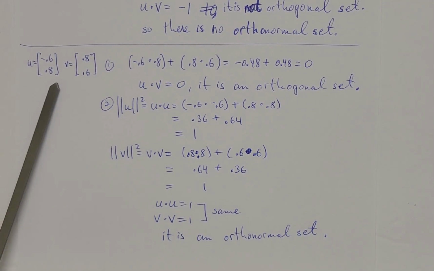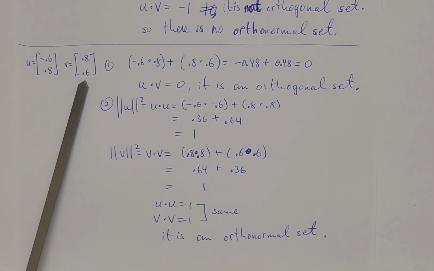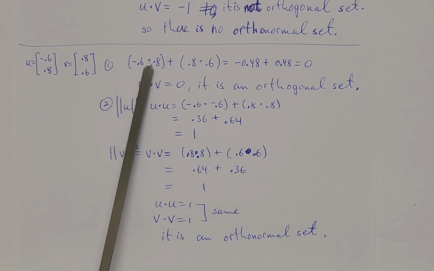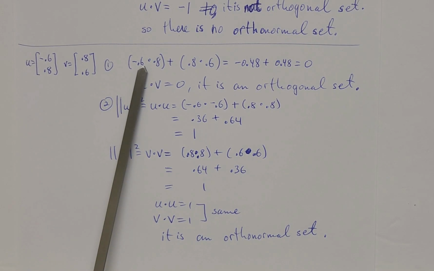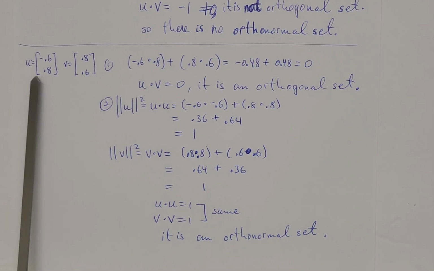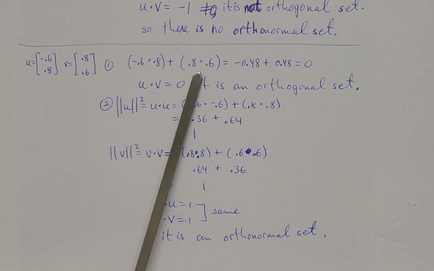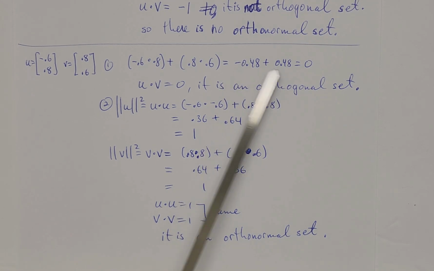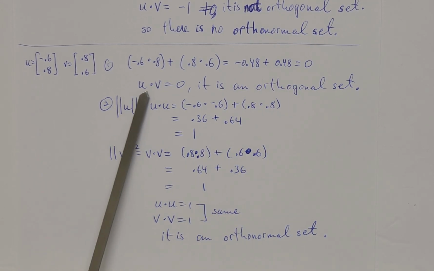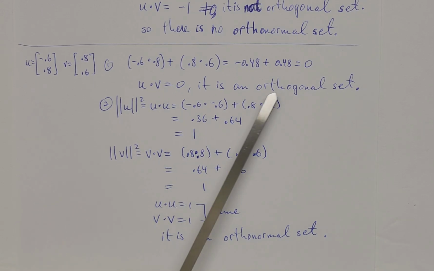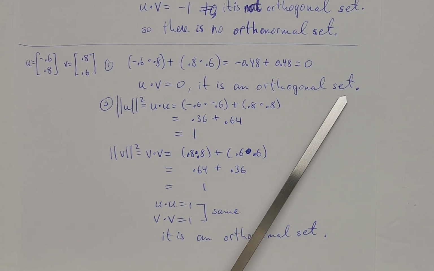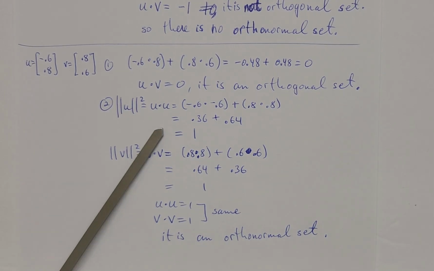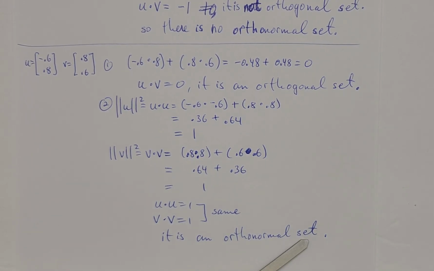Here I have another pair of vectors, u and v. I'm going to take the dot product of them: -0.6 times 0.8 plus 0.8 times 0.6, and it comes out to be -0.48 plus 0.48, which is 0. Since the dot product is 0, it is an orthogonal set. Now we're going to do the second part just to make sure that it is an orthonormal set.